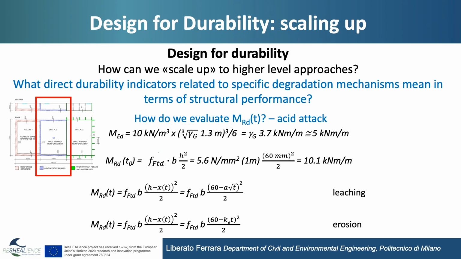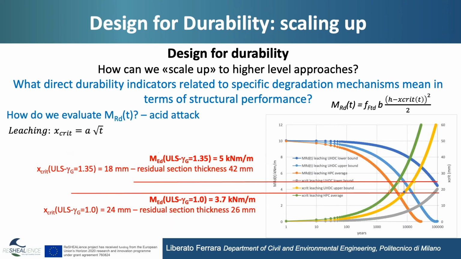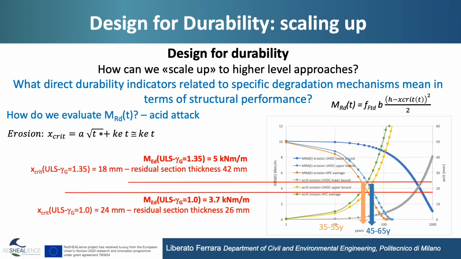These are the estimates in the case of erosion. You can see that once again your critical thickness and your residual thickness is the same as we have estimated for the other mechanism, because the statics does not take that into account. The case of erosion is much more severe, because you can arrive at losing the capacity at ultimate limit state in a range which may go from 35 to 55 years or from 45 to 65 years, depending on the upper or lower bound value of the erosion parameters that you assume for your concrete.